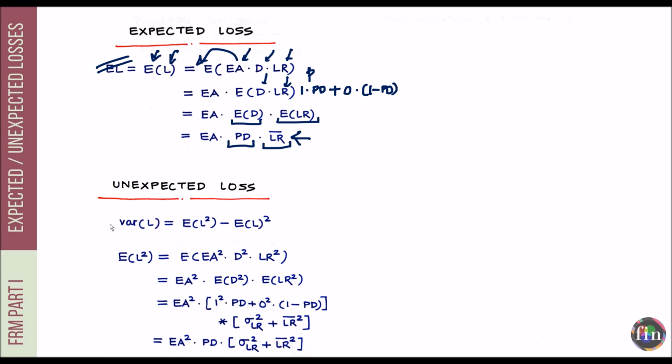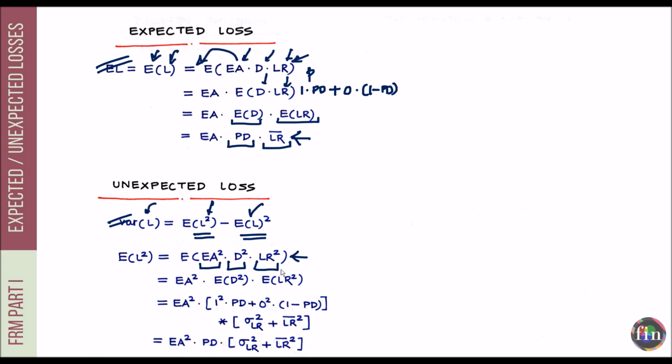So the variance of my L, which is my random loss, I know is the expected value of L squared minus the square of the expected value. This guy we already know. So the expected value of L squared will be the expectation of EA squared times D squared times LR squared. Each one of these is a function of the random variables that we've encountered here: D, LR, and actually EA also. Let's bring the EA term out. So it will be EA squared times the expected value of D squared times the expected value of LR squared. Again, I have imposed the assumption that D and LR are independent random variables.